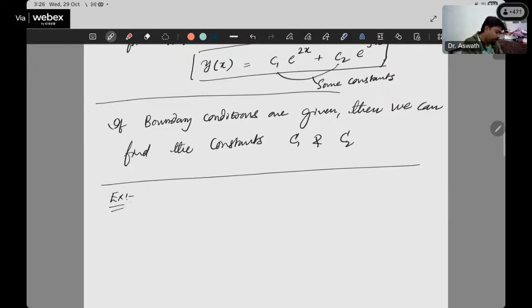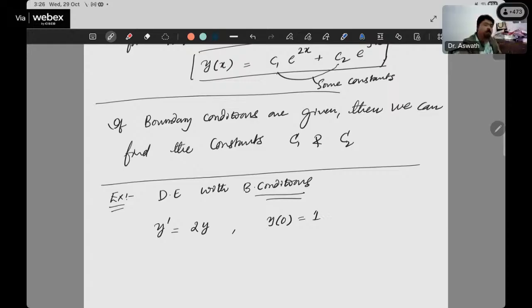The example is with boundary conditions given. I'll take one simple example from the notes. y dash is equal to 2y. That's simple. And the condition given is y of 0 is 1. Boundary condition is given. So usually they even give boundary conditions for derivatives when they give higher order derivative differential equations.